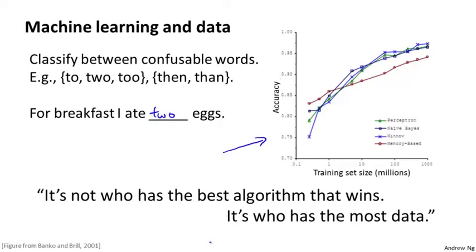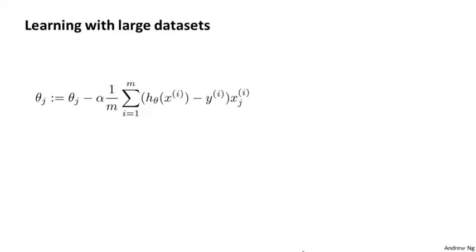It's results like these that have led to the saying in machine learning that often it's not who has the best algorithm that wins, it's who has the most data. So we want to learn from large data sets, at least when we can get them. But learning with large data sets comes with its own unique problems, specifically computational problems.